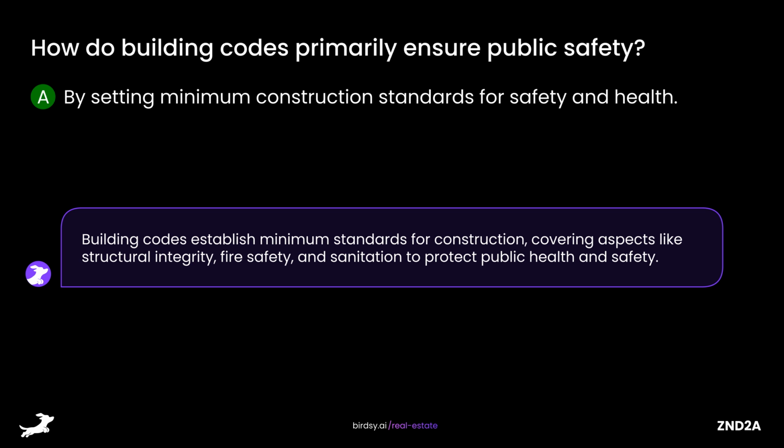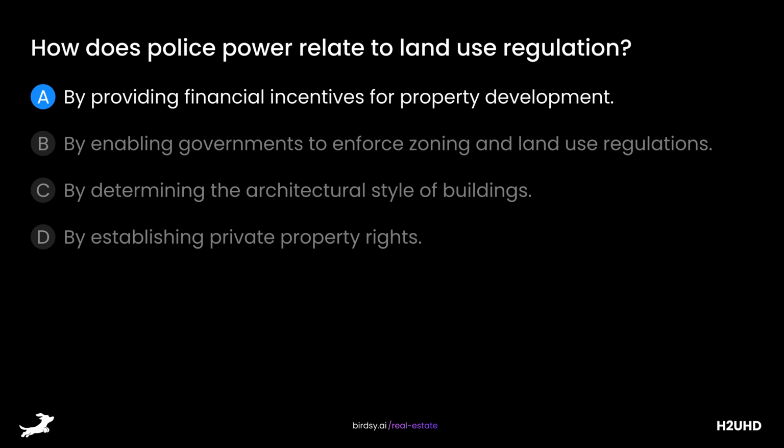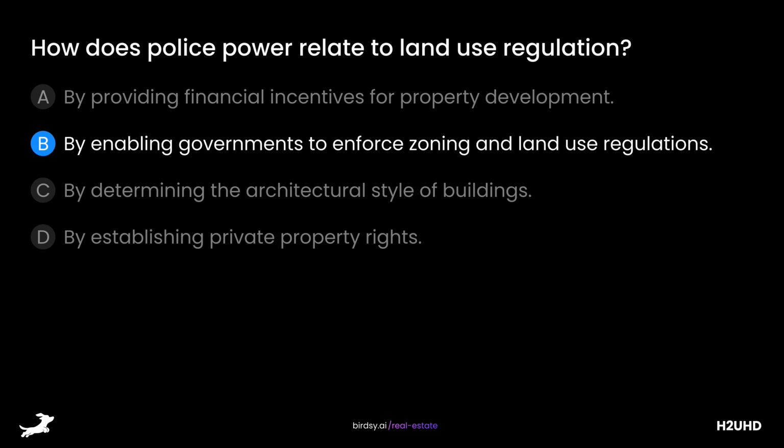Building codes establish minimum standards for construction, covering aspects like structural integrity, fire safety, and sanitation to protect public health and safety. How does police power relate to land use regulation? Is it A, by providing financial incentives for property development, B, by enabling governments to enforce zoning and land use regulations, C, by determining the architectural style of buildings, or D, by establishing private property rights?